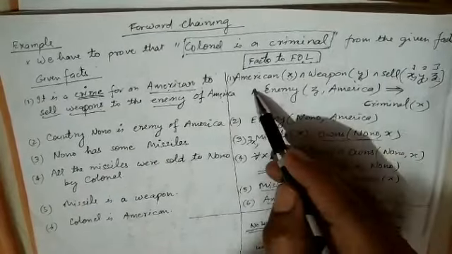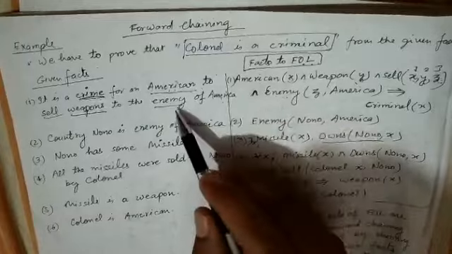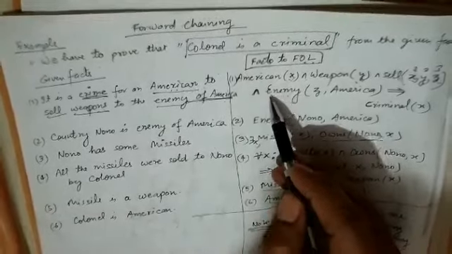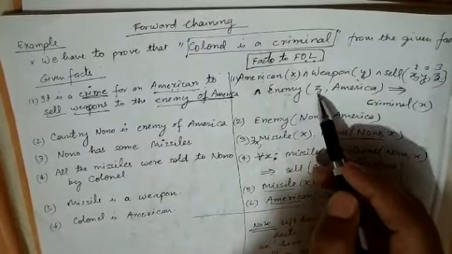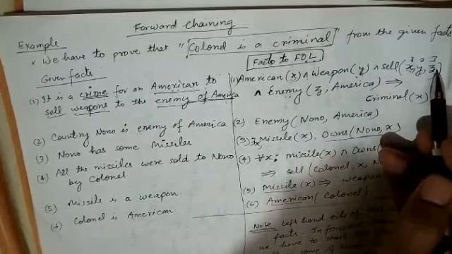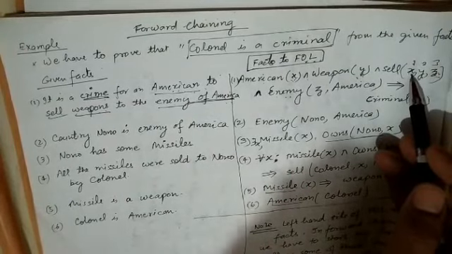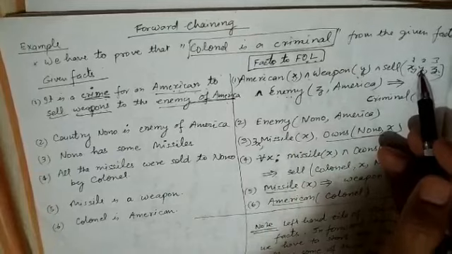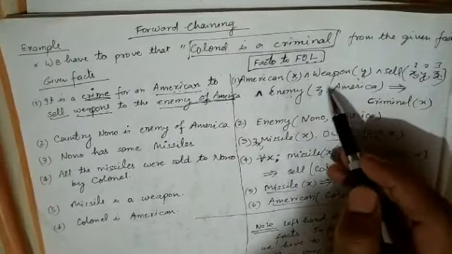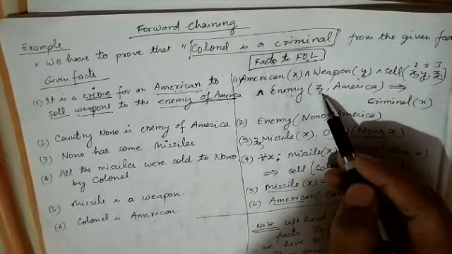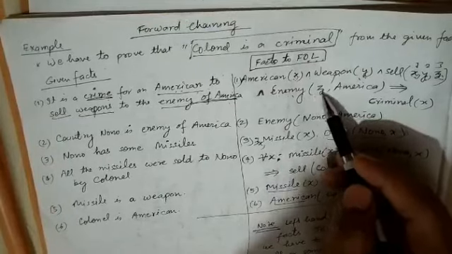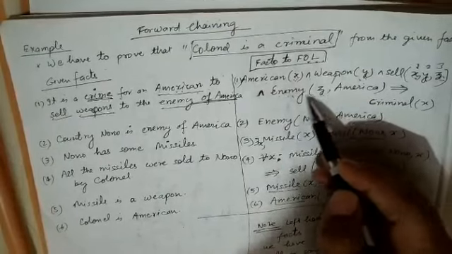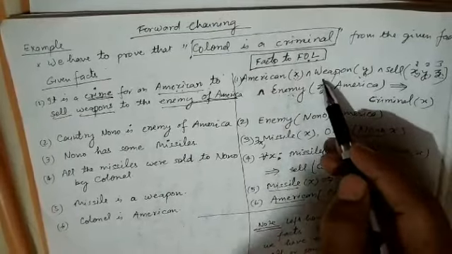And enemy. Enemy is what? Enemy of America. So enemy will be a function. Enemy is a function, so Z is an enemy. Why is Z an enemy? Because X sells Y to Z, and Y is a weapon. So Z is the enemy of America, with predicates 1, 2 and 3. This is how we understand this sentence.